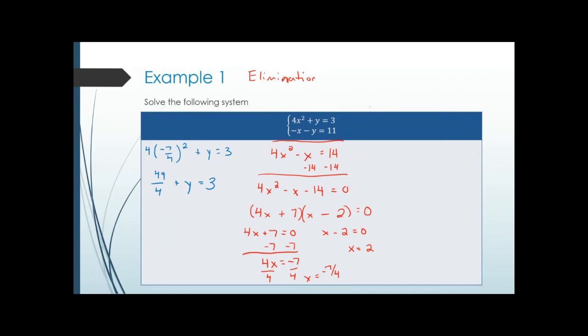Now I want to subtract the 49 over 4 from both sides. And to do this, I want that 3 to have a denominator of 4. So I would be multiplying it by 4 to get that denominator. So that would be 12 over 4. So I'm going to just change that to 12 over 4 because 12 divided by 4 is still 3. So now I'm going to subtract 49 over 4 from both sides.